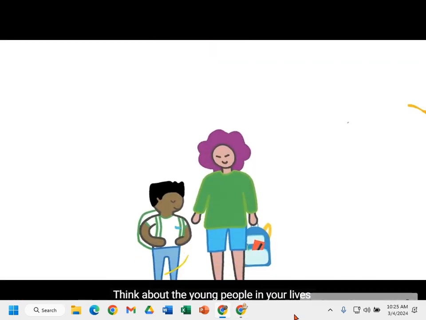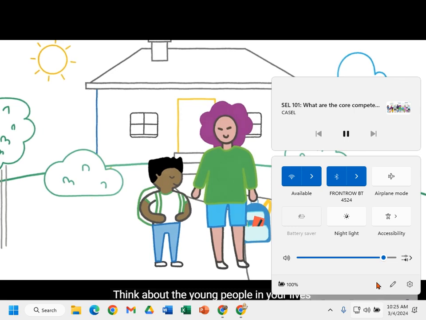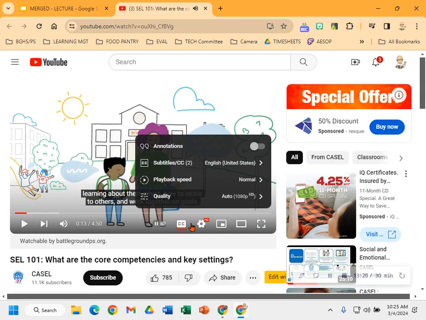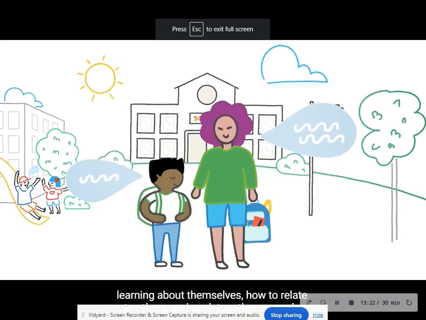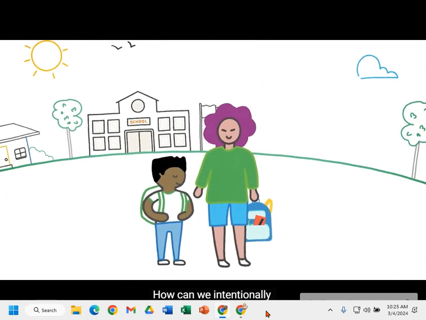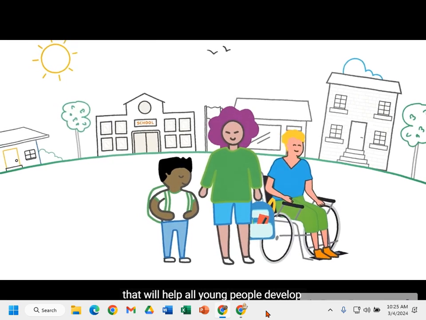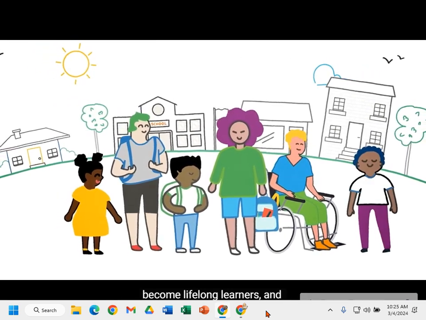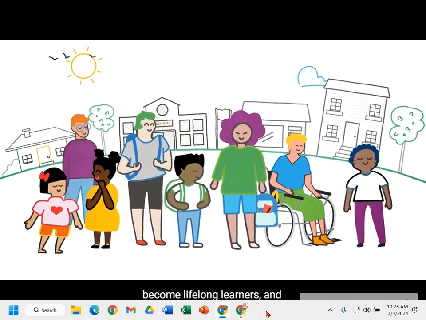Think about the young people in your lives and all the different places where they're learning about themselves, how to relate to others, and work together on goals. How can we intentionally create learning experiences that will help all young people develop and maintain positive relationships, become lifelong learners, and contribute to a more caring, just world?